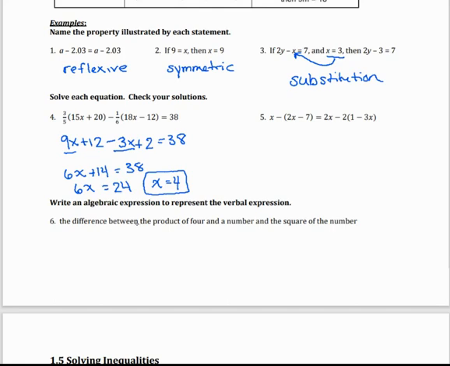So the difference between, so we're going to start with the product of 4 and a number. So the product of 4 and a number means something like 4x. You can use any variable you want, but it just says a number, so we need a variable there. So multiplying 4 and a number, and I want the difference between that. So we're going to subtract now. We're going to subtract the square of a number. And it's that same number. So the square of that number is x squared. And you can leave it just like that.